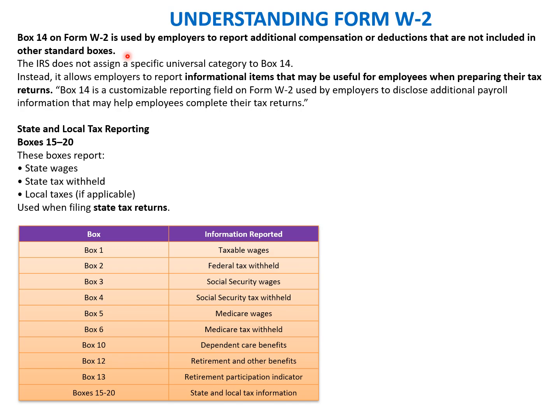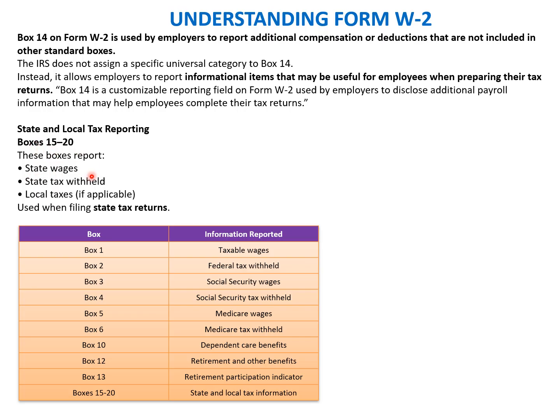So this can accommodate any kind of deductions or income components which have not been reported in the other relevant boxes. So the IRS does not assign a specific universal category to box 14. Instead, it allows employers to report information items that may be used by the employees when preparing their tax returns. And then we have the state and local tax reporting, which includes boxes 15 to 20.